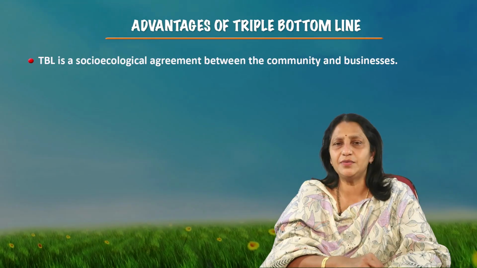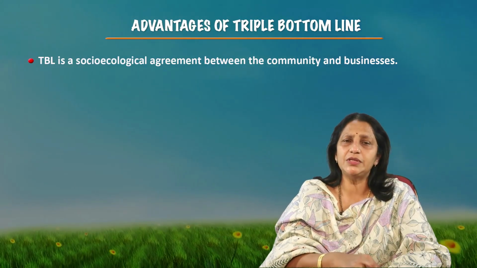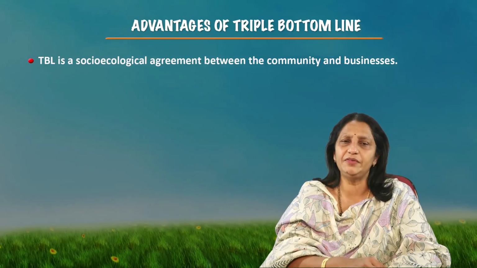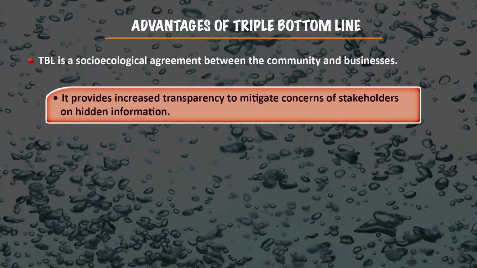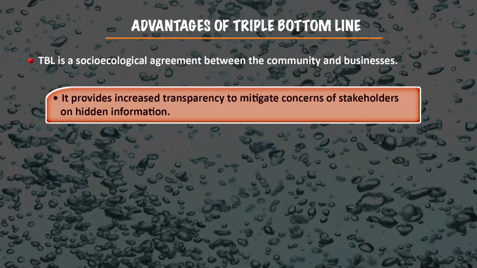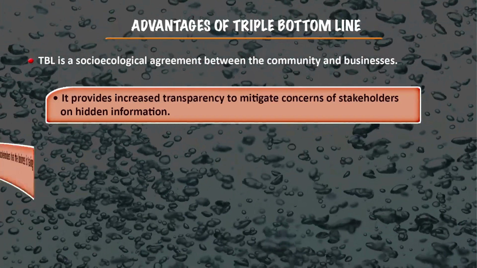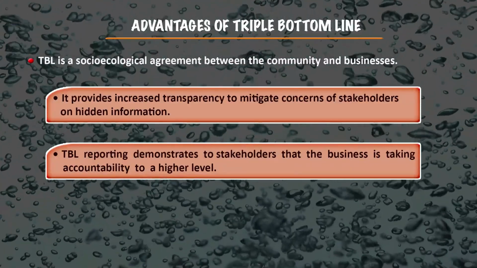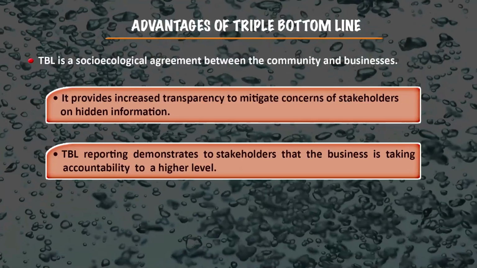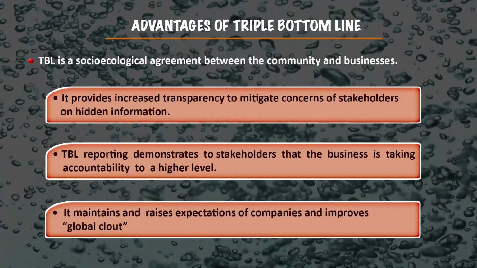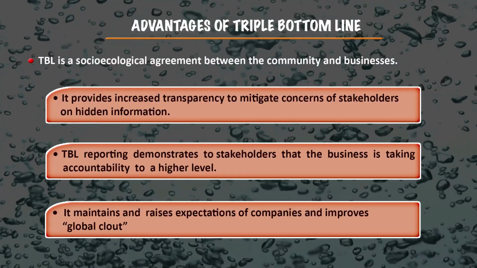There are many advantages of the triple bottom line, that is TBL. There is a socio-ecological agreement between the community and the business, and it provides increased transparency to mitigate the concern of stakeholders about hidden information. The reporting demonstrates to stakeholders that the business is taking accountability to a higher level, and it also maintains and raises expectations of companies and improves global clout.